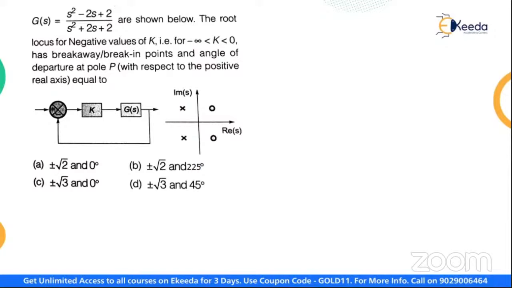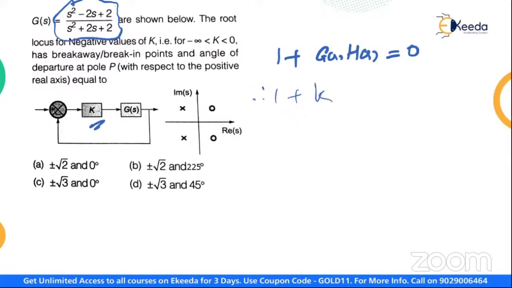G(s) is already given. So let us find the characteristic equation. Whenever you don't understand anything, the first step is to do the characteristic equation; you will find something or the other. 1 plus G(s)H(s), and G(s) is (s squared minus 2s plus 2) upon (s squared plus 2s plus 2) multiplied with k, and H(s) is going to be 1. So you get 1 plus k into (s squared minus 2s plus 2) upon (s squared plus 2s plus 2) equal to 0.